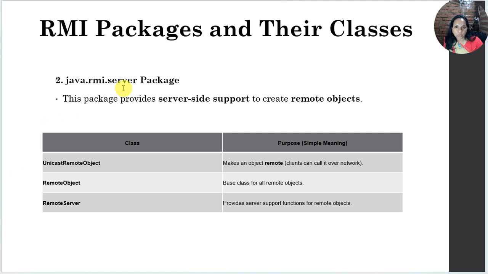Next we have the java.rmi.server package. This package provides server-side support to create remote objects. UnicastRemoteObject makes an object remote, RemoteObject is the base class for all remote objects, and RemoteServer provides server support functions for remote objects.